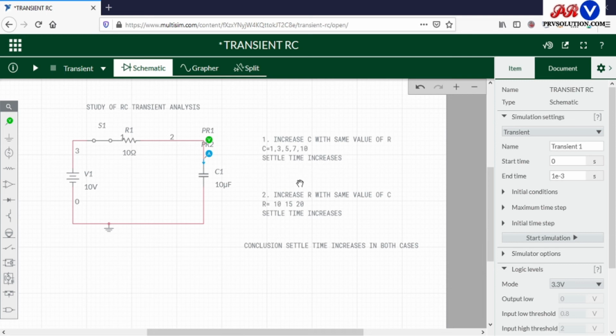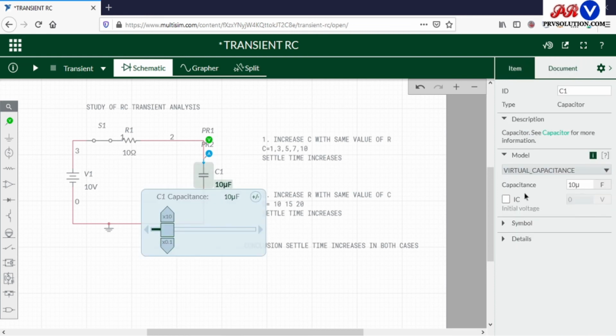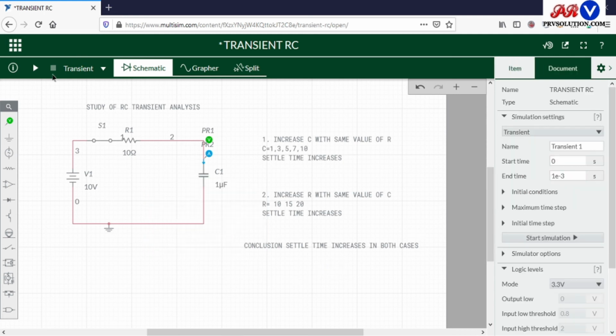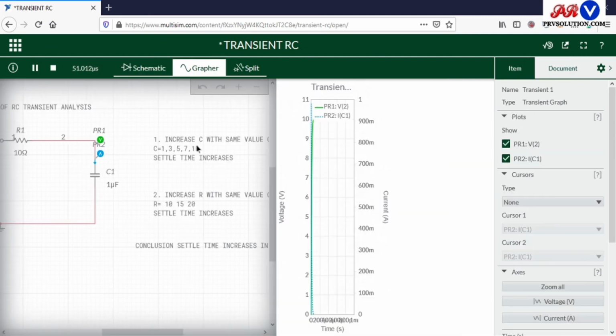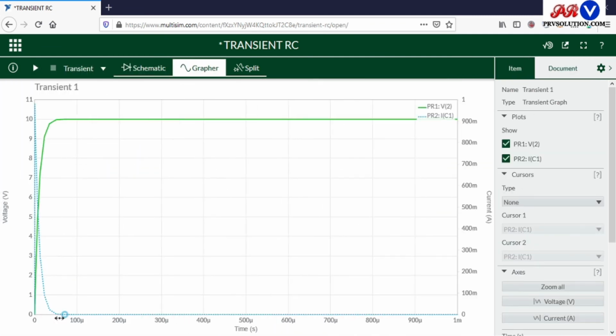Now we will increase the value of resistance, keeping C constant, R from 10 ohm to 15 ohm, 20 ohm, like this. Firstly I will change the capacitance value to 1 microfarad. Now the response is, settling time is around 51 microsecond.